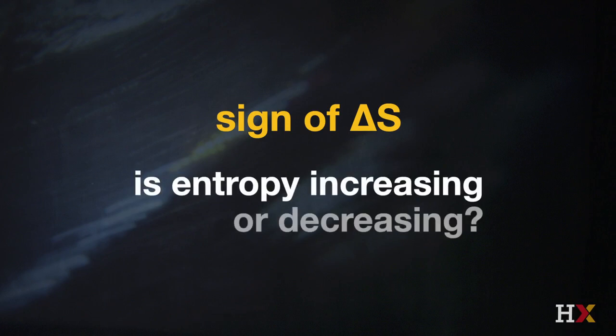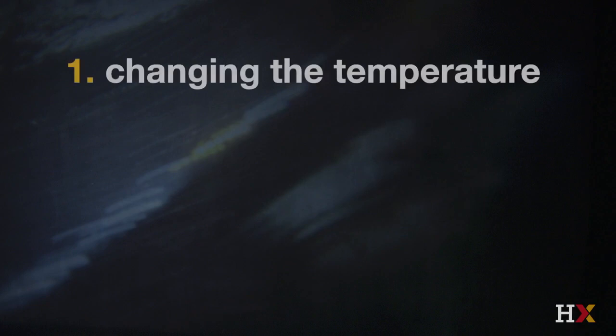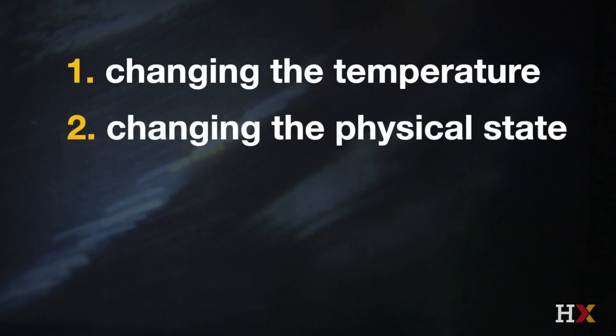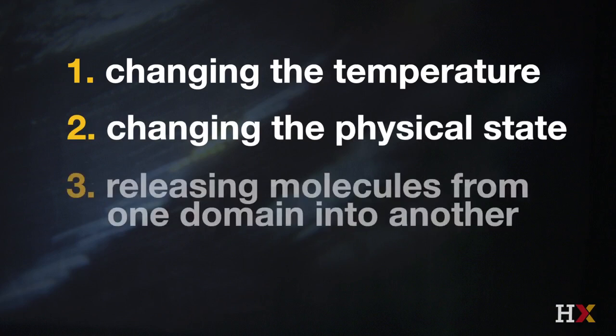But before we do that, we need to look at developing intuition about the sign of delta S, because when you're working a problem in entropy, the first thing you want to look at is to determine whether entropy is increasing or decreasing. And to do that, we're going to look at 4 different changes. One of them is changing the temperature of the system. The second is changing the physical state, that is going from a solid to a liquid to a gas. A third is this issue of releasing molecules from one domain into another.